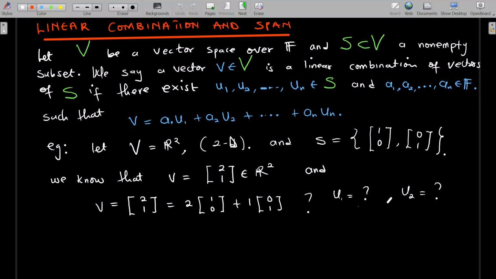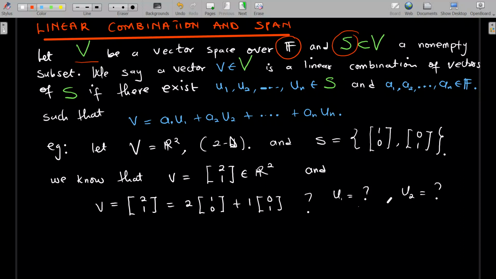So we have a vector space V over a field. You can think of a field as scalars, right? So at this moment, let's think of it as scalars, and we have some particular set. It's just a set of vectors S, being a subset of V that is non-empty as well.